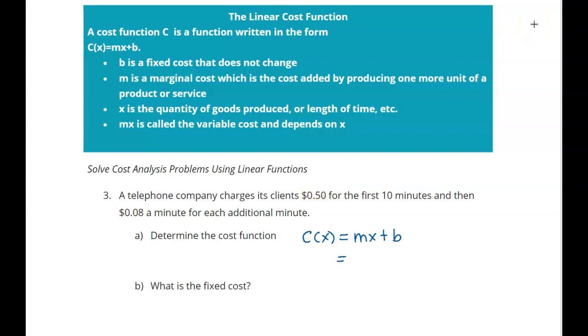And so therefore, the cost function is given by 0.08x plus 0.50. And then what is the fixed cost? The fixed cost is the y-intercept here, and that is equal to 50 cents. So the fixed cost is 0.50 for the first 10 minutes.